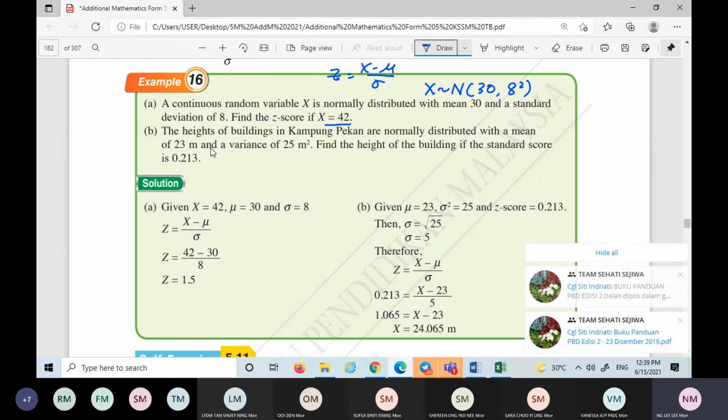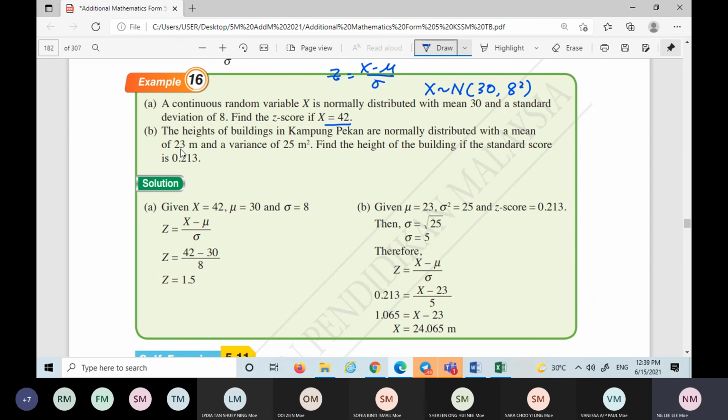But B, the height of a building is normally distributed with a mean of 23 and variance 25. This one you have to be careful. 23 is the mean, variance is 25. So this one you don't write 25, you write it as 5 squared, so that you are ready afterwards to use a 5 here. Normally I suggest students don't write 25, straight away write 5 squared. So afterwards you remember you are using 5, not 25. If you are using 25 here, sorry, everything is gone.